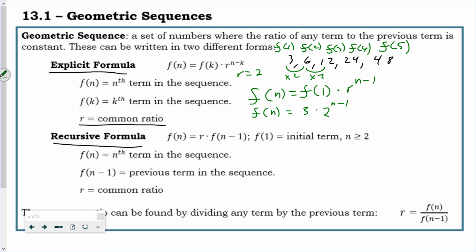I just decided to take f of 1. You can make any term you want. F of k can be any term in the sequence. If you wanted to, you could say, well, I want f of 2. And then instead of 3, you'd have that 6, because 6 is f of 2. It doesn't matter as long as it's some term, but you have to stay consistent with that k value. It's n minus k. If you use f of 2, it's now n minus 2. So that's fine. It's not too bad. It can be a little confusing at times. It's not too bad.